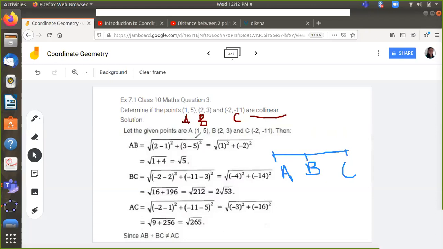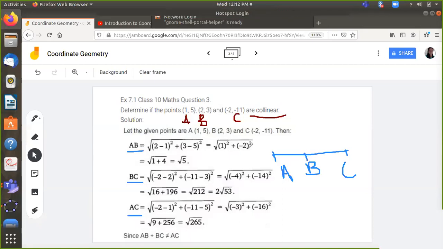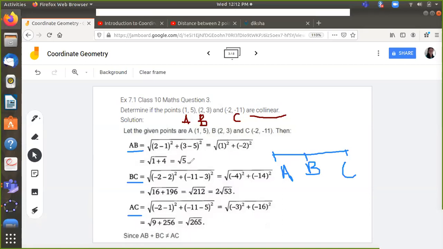So let me find out what is the distance between AB, BC, and what is the distance between AC. So that's what is done here. Can you see AB is determined, then BC, then you have the AC. So when I take AB, I'll take this one as x1, y1, this as x2, y2. So that substituted in the formula, you will get 2 minus 1 the whole square and 3 minus 5 the whole square, which is 1 square plus negative 2 square, which happens to become 1 plus 4, which is root 5. So I got this as root 5, the AB.